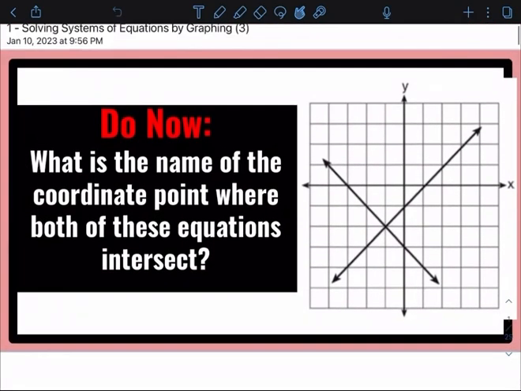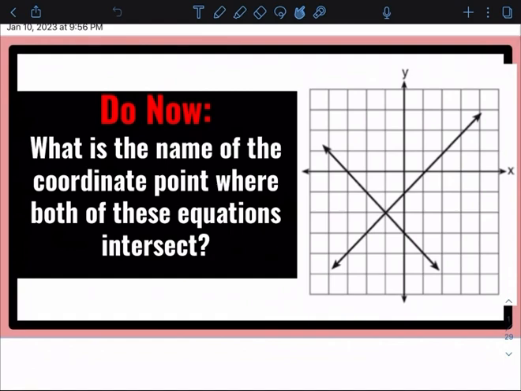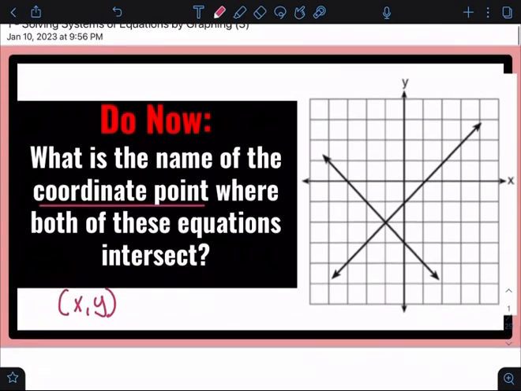The do now says, what is the name of the coordinate point? As soon as I think of coordinate point, I think that I'm going to need an x value and a y value where both of these equations intersect. If we remember, to find the x value, you look how much left and right, and to find the y value, you look how much up and down. So I want the name where they intersect.